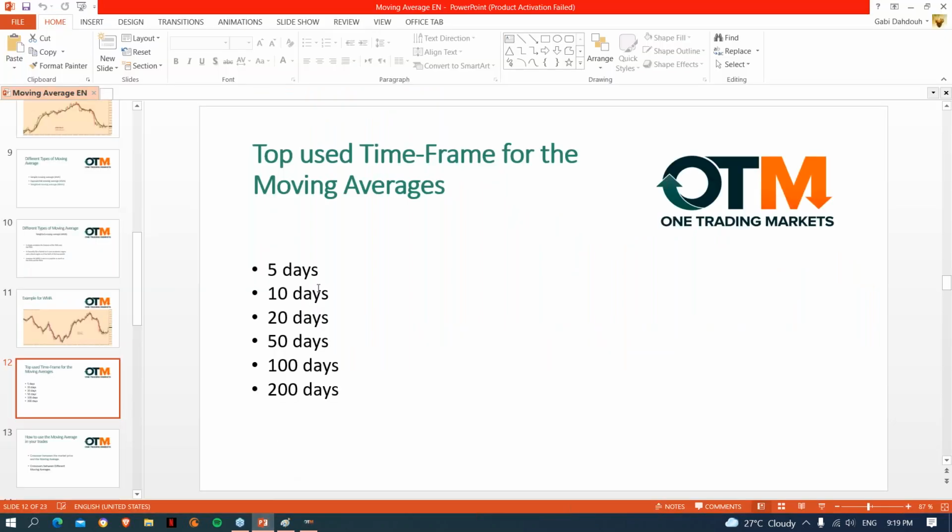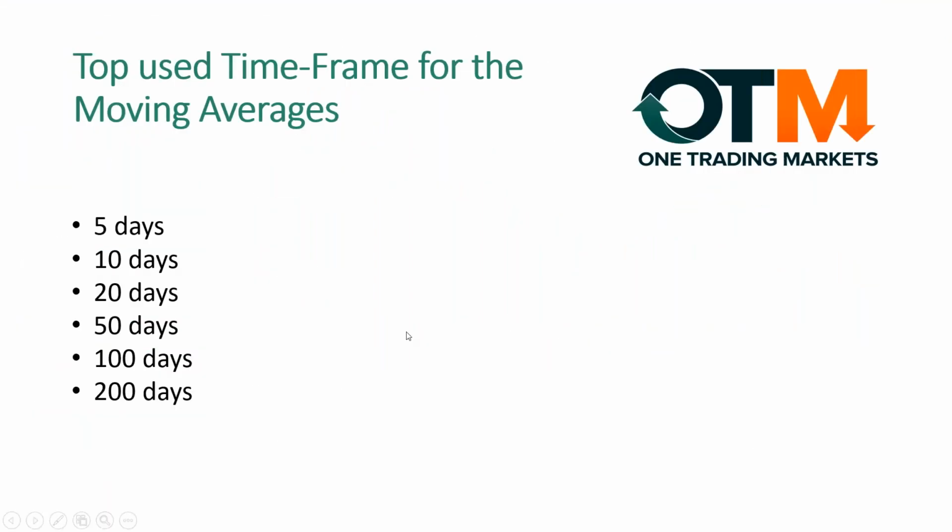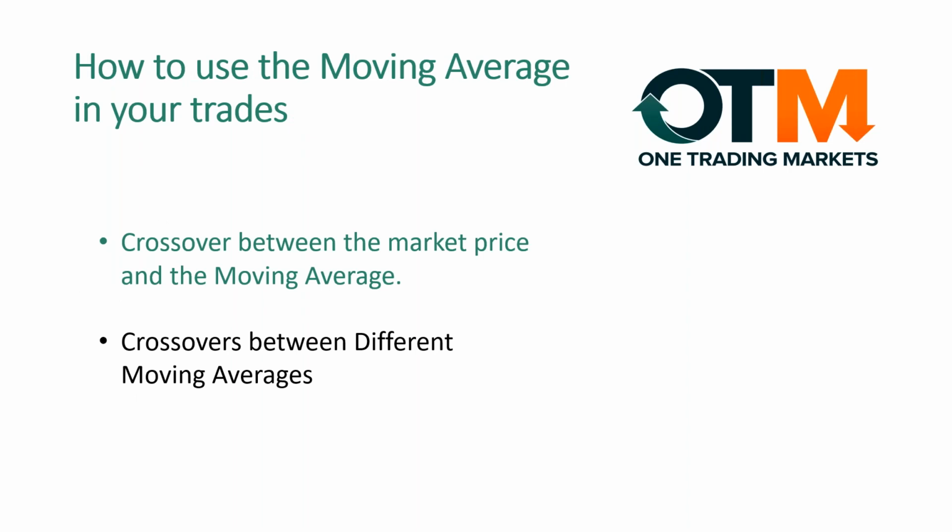Okay, so let's go back here and maximize it. So 5, 10, 20, 50, 100, and 200. A lot of people also use 14 because it basically represents two weeks, but the top used are these. So now we're going to be learning how to use the moving average in your trades.